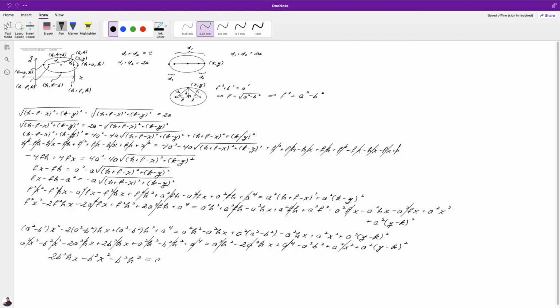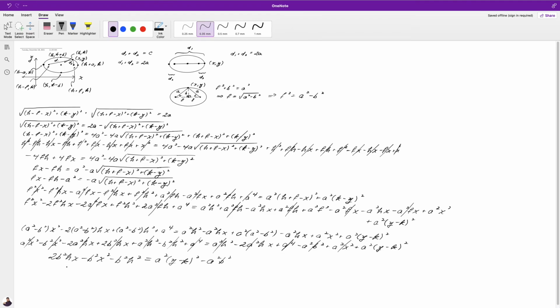And then here on the right-hand side, we'll write this first. A squared times, of course, the quantity y minus k all squared. And then it's going to be minus a squared b squared. Let's check that. Make sure we have no errors on the page. Looks good to me. Yeah, we've accounted for that. We're in the final stages of this. Let's go ahead and divide everything through by a squared b squared.